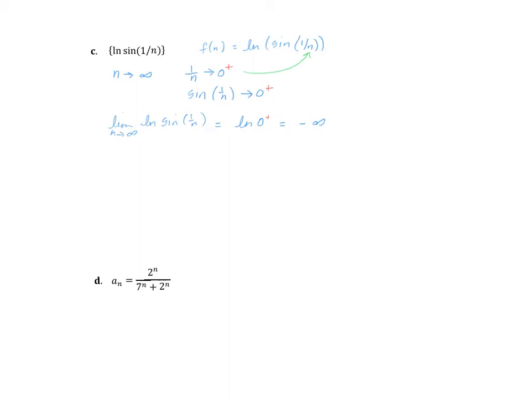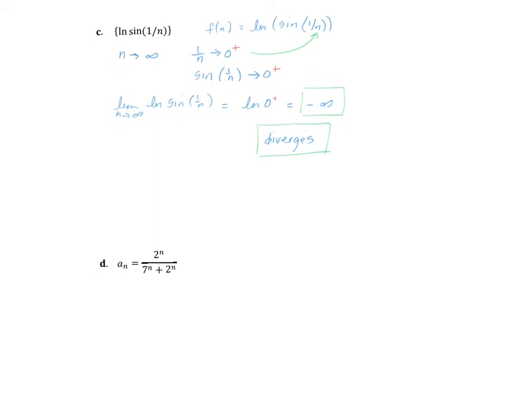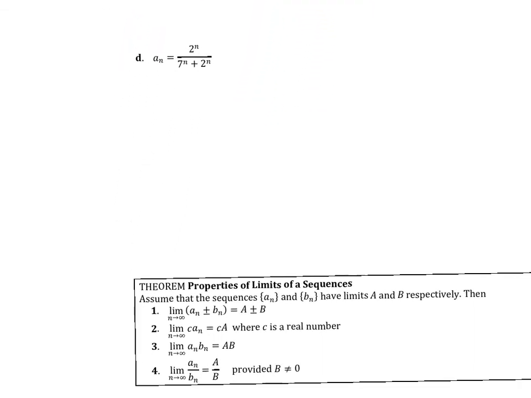So you could check this by making a table of values. You can also check this by graphing, and you'll see that this is going to diverge. Right, so the limit is negative infinity, and natural log of sine of 1 over n diverges. So you have to be a little bit creative sometimes. Or you could simply make a table of values.